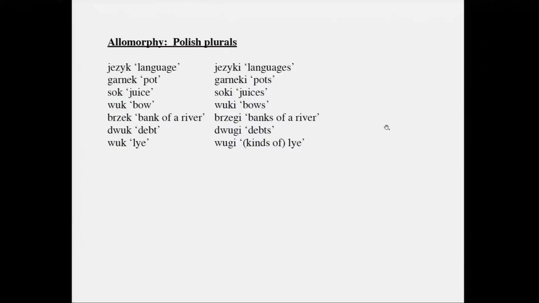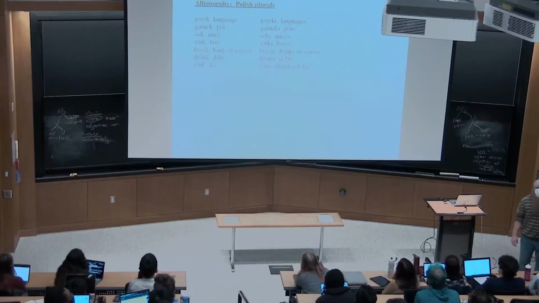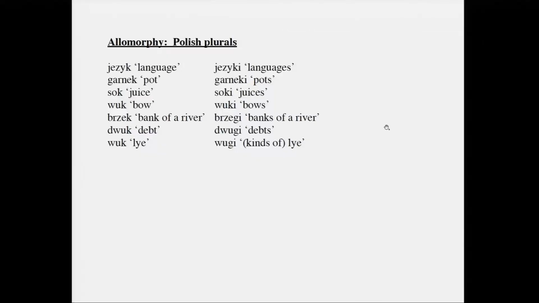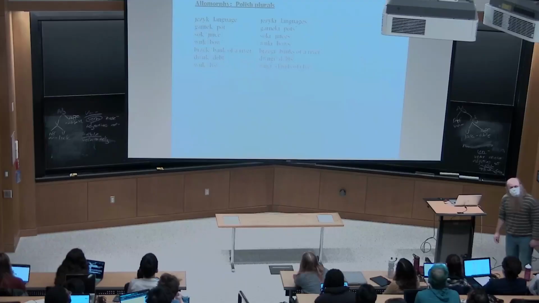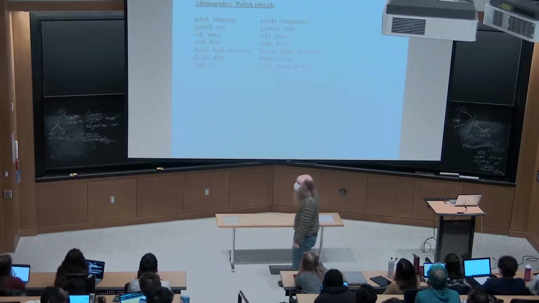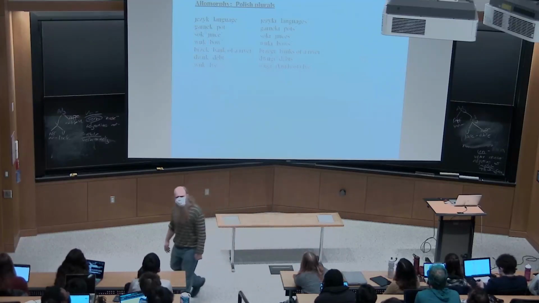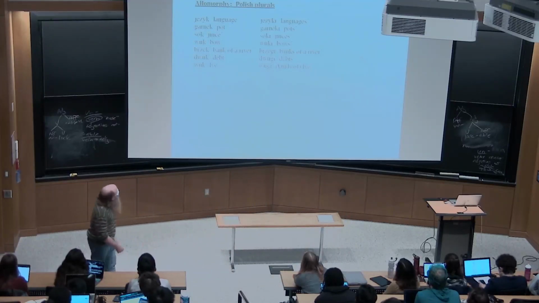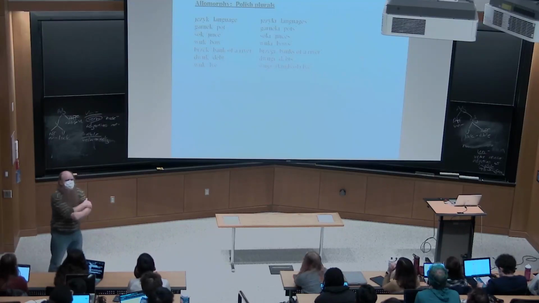So the plural suffix is still the same, but debt, for example, has two allomorphs. What are they? Somebody attempt to pronounce them. It's okay, none of us speak Polish. Yeah. Yeah, we've got dwuk and dwug. Yeah? So debt has one allomorph that ends in a K and another allomorph that ends in a G. What's the rule, do you think, that determines when you get K and when you get G?